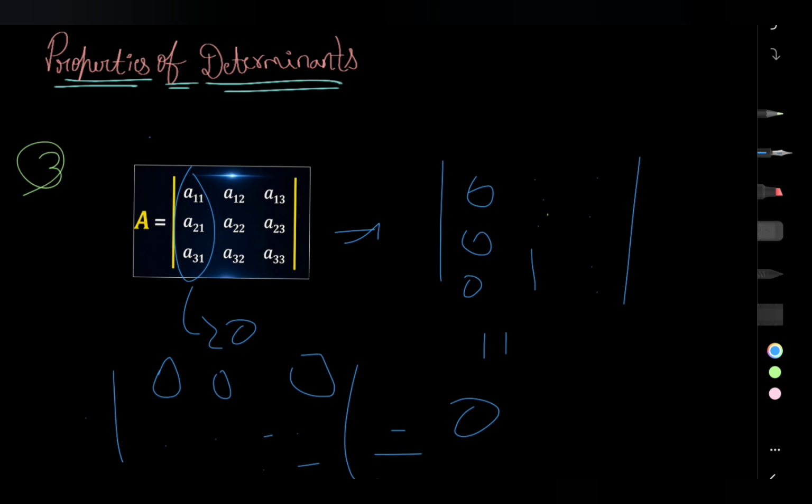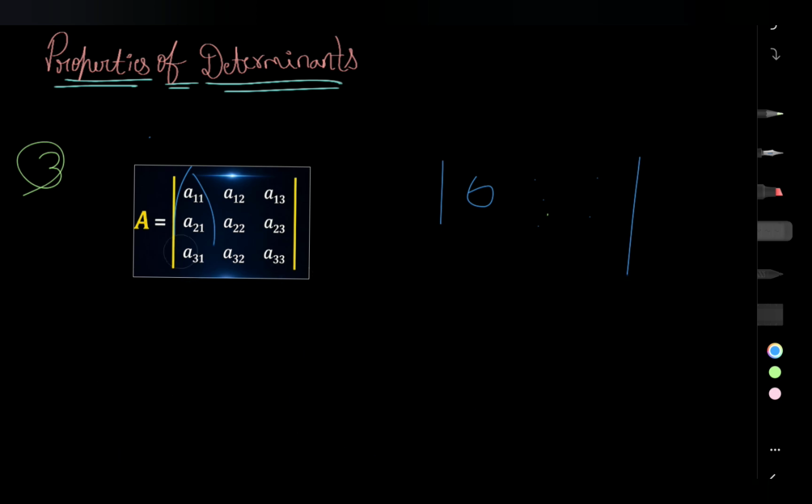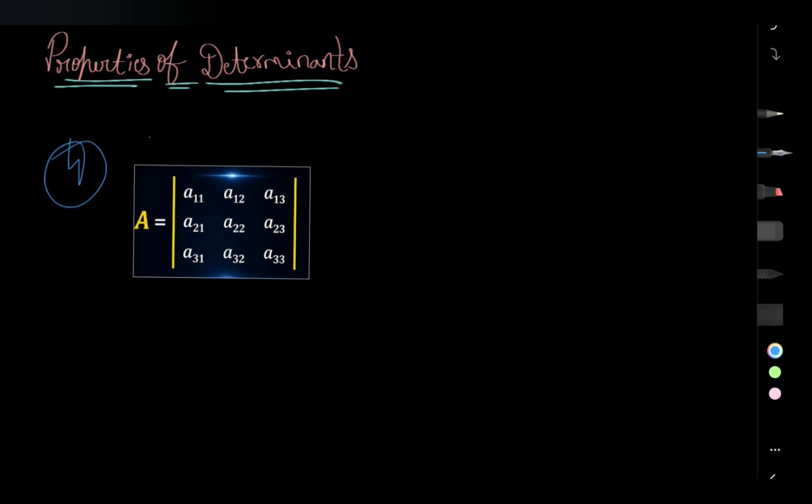Next, if some or all elements of a row or column of a determinant are expressed as a sum of two or more terms, then the determinant can be expressed as a sum of two or more determinants also.